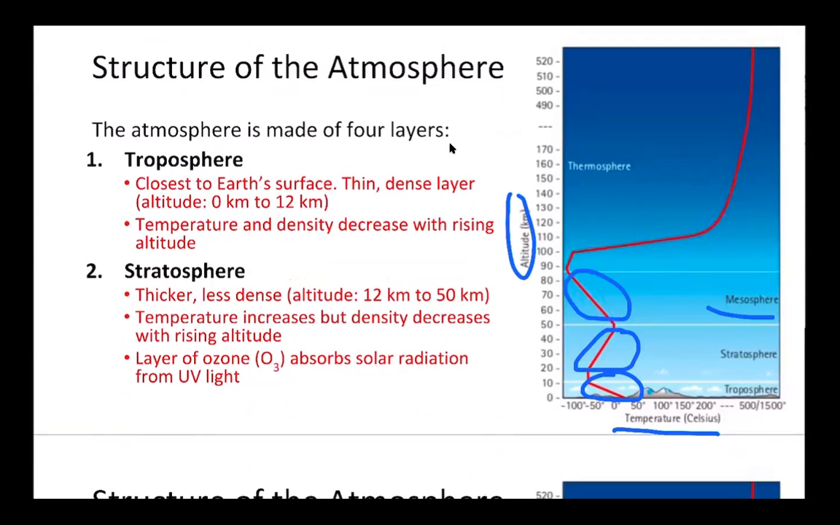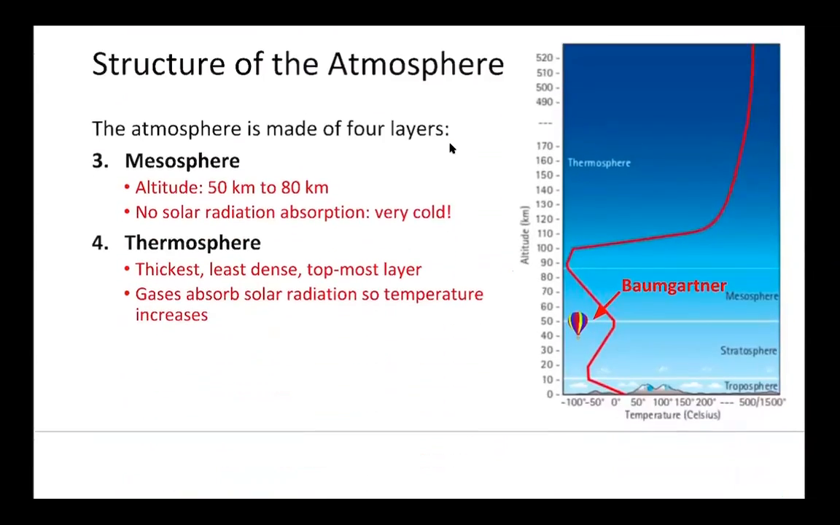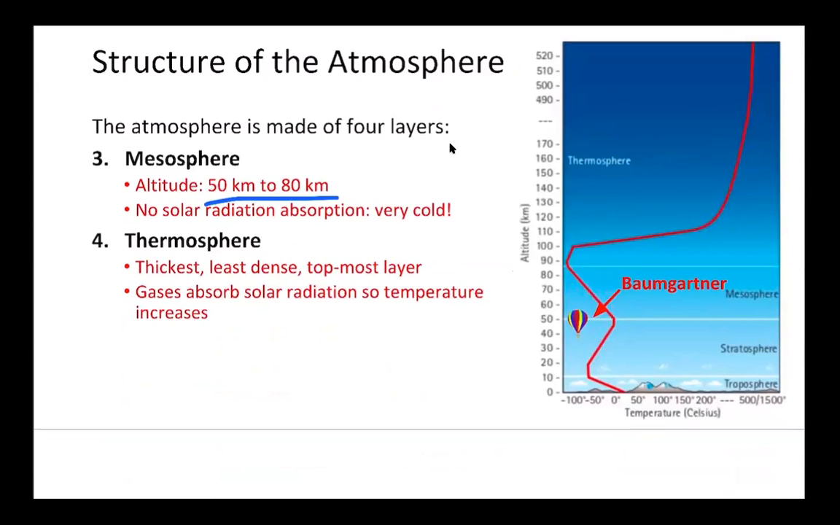This accounts for the next layer, about 50 kilometers to 80 kilometers. So it's about as wide as the stratosphere. No solar radiation absorption here for some reason. I'm not entirely sure why. I think the gases are much more spread out. You don't have that ozone or anything else present that's good at absorbing a little bit of the heat.